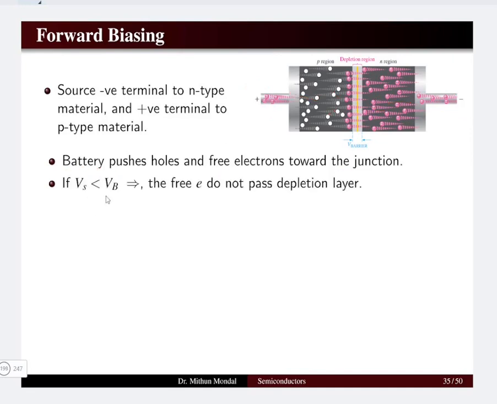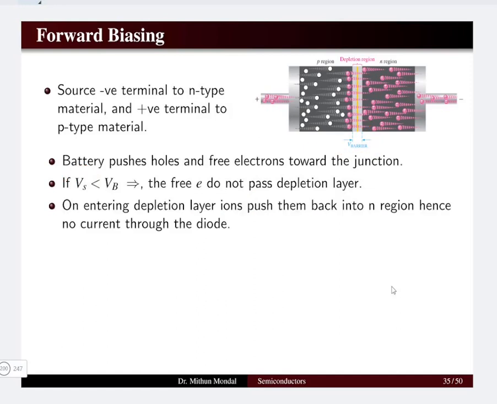When the barrier potential is more than the supply voltage, that is the battery voltage, the free electrons do not pass the depletion layer. If the barrier potential is more than the DC voltage, then electrons will not pass the depletion layer. On entering the depletion layer, ions push them back into the N region, hence no current through the diode. So the electrons will come back and there will be no crossing of electrons or holes, because the barrier potential is more than the DC voltage.